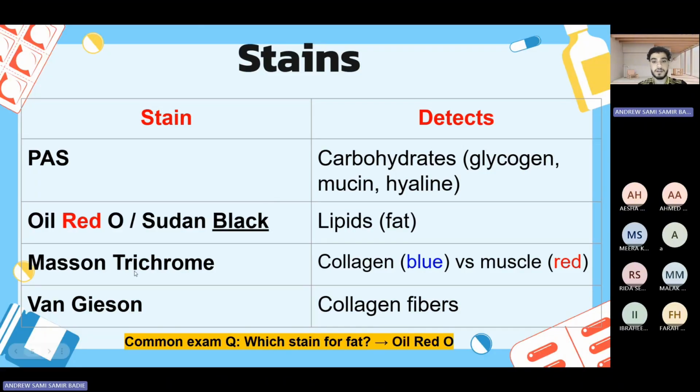The other two, Masson trichrome and Van Gieson, are not really used. You're not going to see them often, but it's good to know: the Masson stains collagen versus muscle, and the Van Gieson stains the collagen fibers.